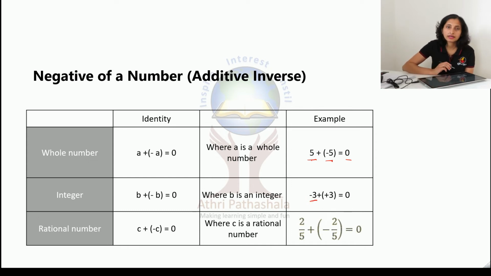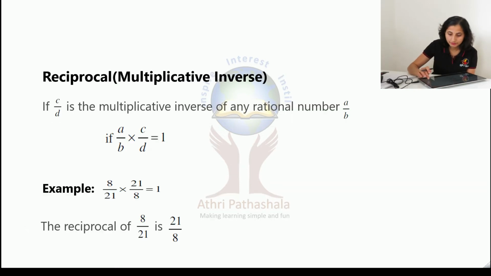Minus 3 is an integer. For that the negative number is plus 3. If I add minus 3 plus 3, then I get 0. So minus 3 is the additive inverse of plus 3. Same for 2 by 5. 2 by 5 is a rational number. I add minus 2 by 5 and I get 0. So if you add the negative of a given number and you get 0, that is known as the additive inverse.